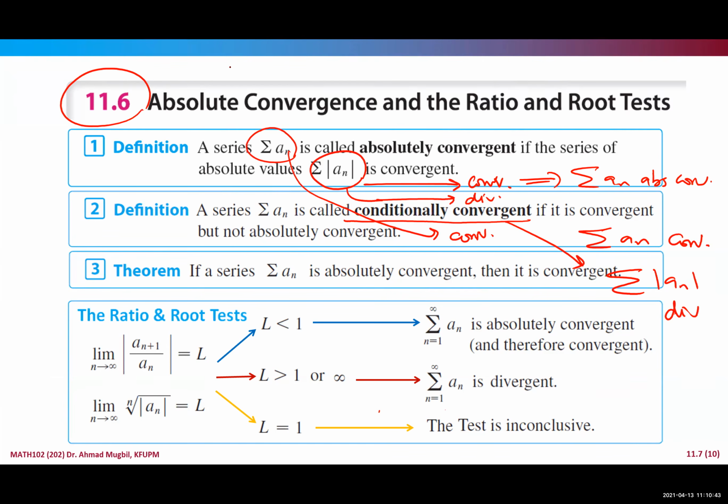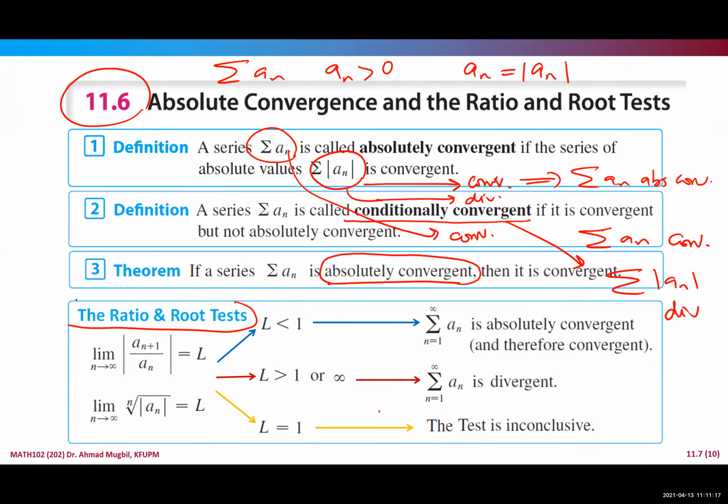Of course, guys, if you have a series with an positive, the terms are positive. In this case, an is the same as the absolute value. And in this case, no need to talk about conditional convergence because it is the same series. They are not different series. Every absolutely convergent series is convergent. And this is why it is good if you can decide about the absolute convergence. Even if he asks you about the convergence, study the absolute convergence.